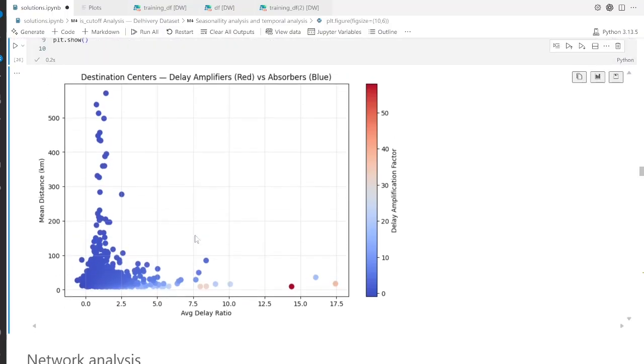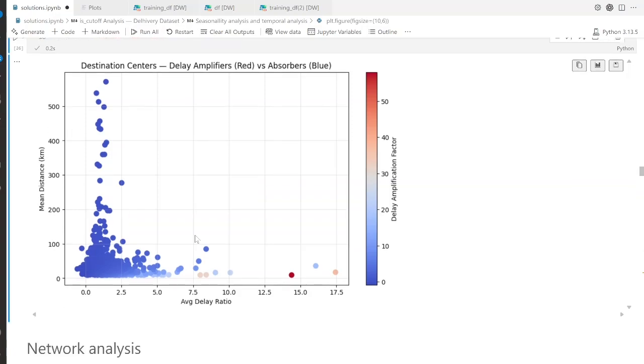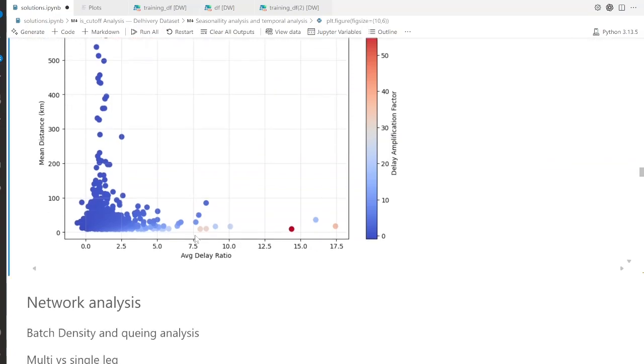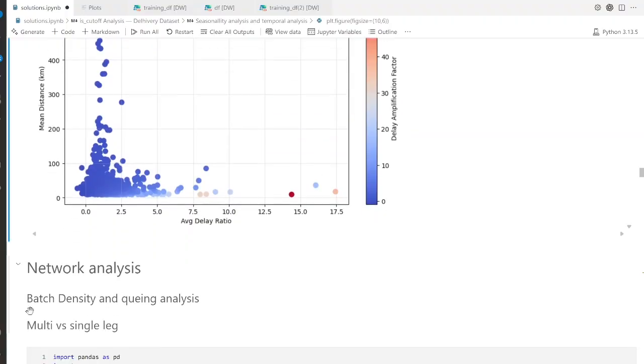So we have come to the end of this analysis of the destination. Next, we will have a look at the business analysis and see what observations we can draw from there.